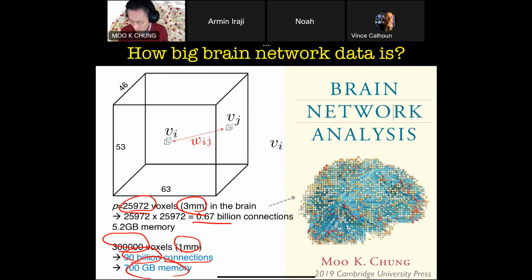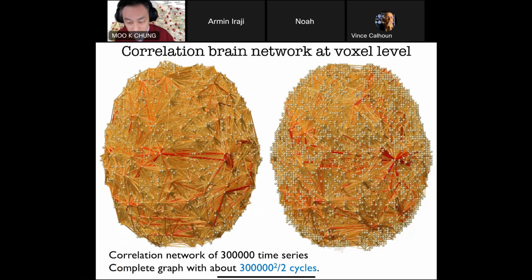And our group's goal is always doing this computation at the voxel level. So we're going to build the brain network at the voxel level resolution. You may ask, why do you want to do that? Well, I just want to do it. And the only way you can do this is if everything you do is scalable computation. That's what our group has been doing for the last five years. Everything we do is scalable computation.